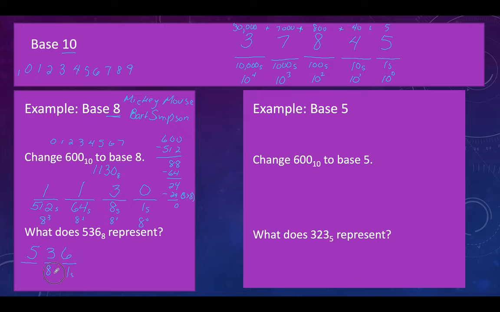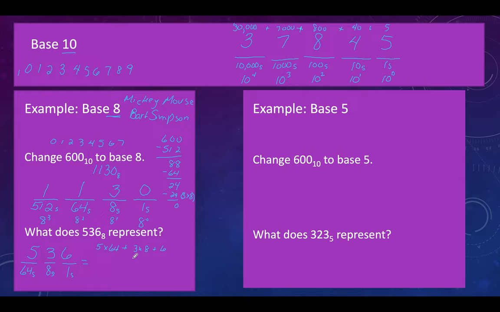Now in base 8, the 3 represents 8s and the 5 represents 64s. Okay, so what number is this? Let's find out. What is it that's represented here? I have 5 groups of 64, so 5 times 64, plus 3 groups of 8, plus 6 singles, or just 6 ones. All right, so what does that represent?